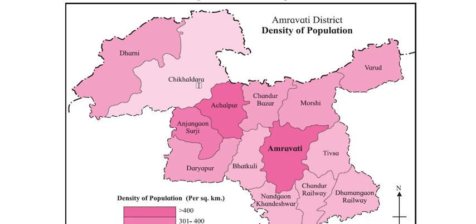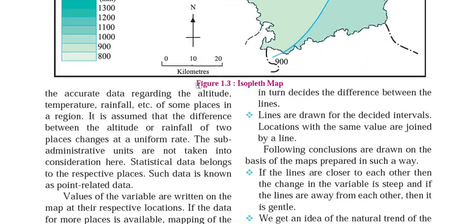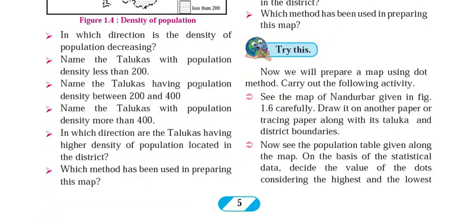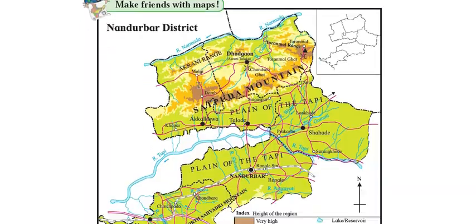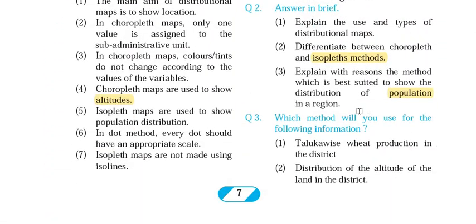But is it the same in the case of the actual population number? No. So that's why, to show the population, we are using the dot method. It is a very precise method. So I have explained the reason behind this. I hope, guys, you got the concept behind choosing the dot method for population distribution in a region.